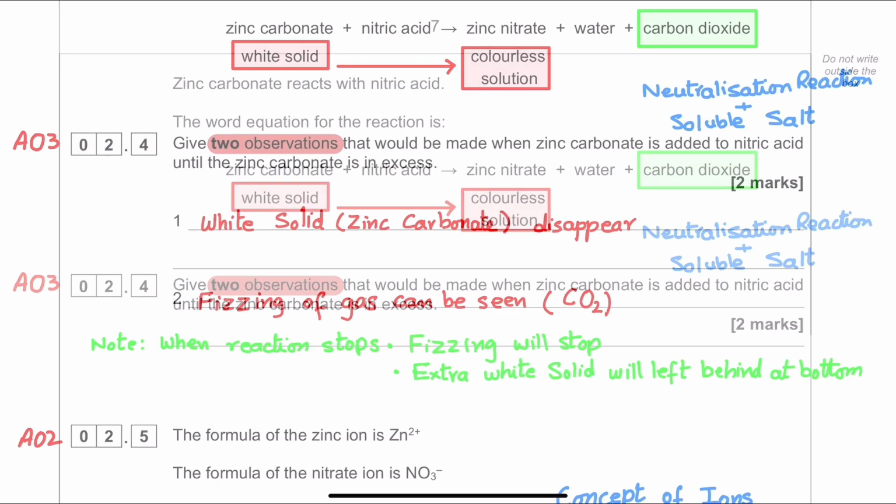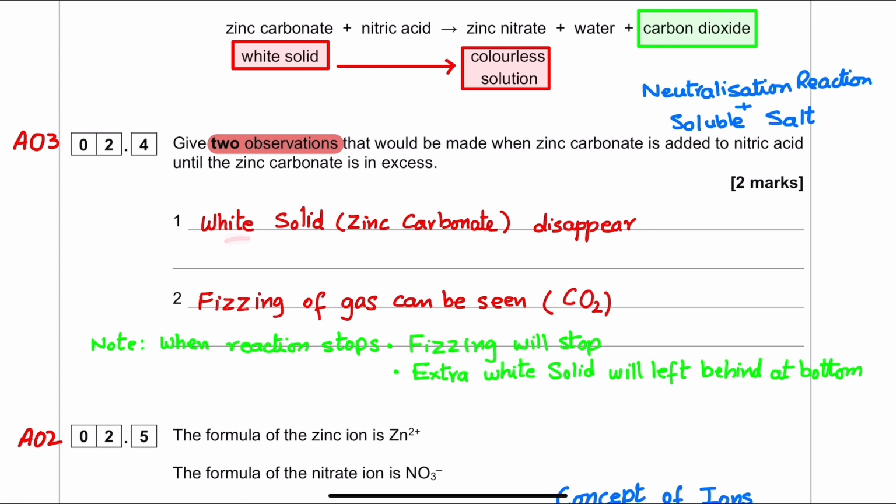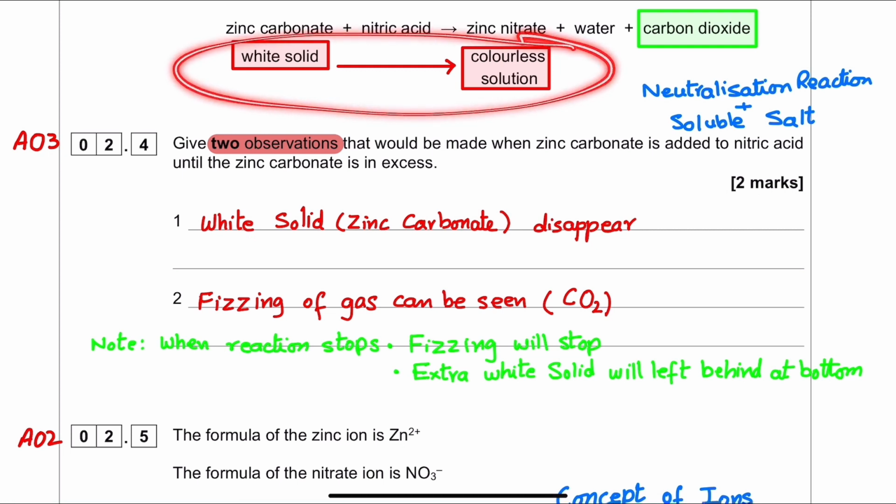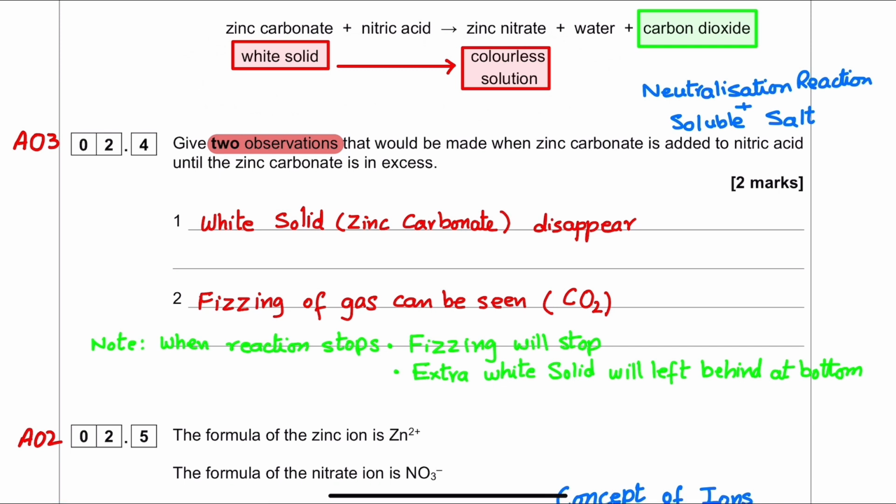Let's see the model answer. White solid zinc carbonate disappears, which is very obvious from here. The fizzing of the gas can be seen, meaning carbon dioxide gas is formed. The important information is given: when the reaction stops, fizzing will stop. Extra white solids will be left behind at the bottom of the flask or in the container.